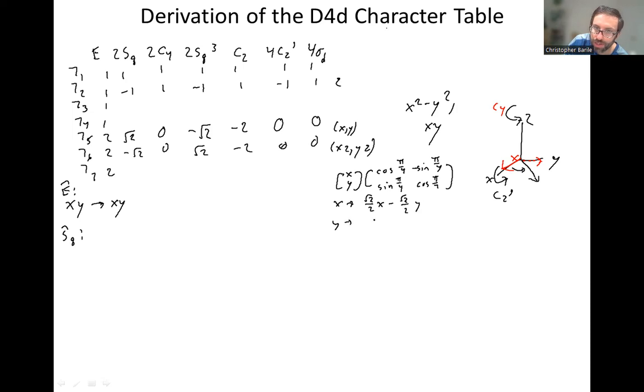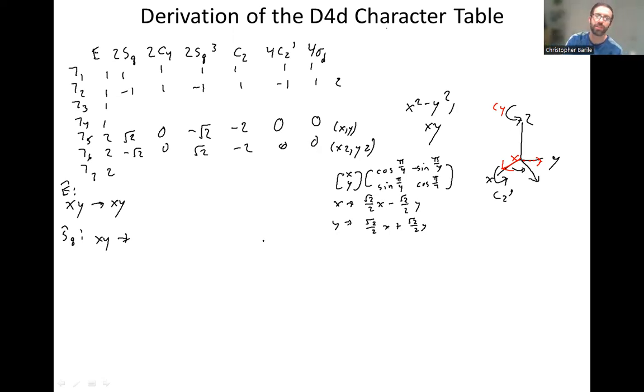And y goes to root 2 over 2 times x plus root 2 over 2 times y. That's what's actually happening. So what does xy go to? It just goes to those things multiplied times each other, right? So it goes to these things multiplying one another. Well, now we have a foiling type situation.